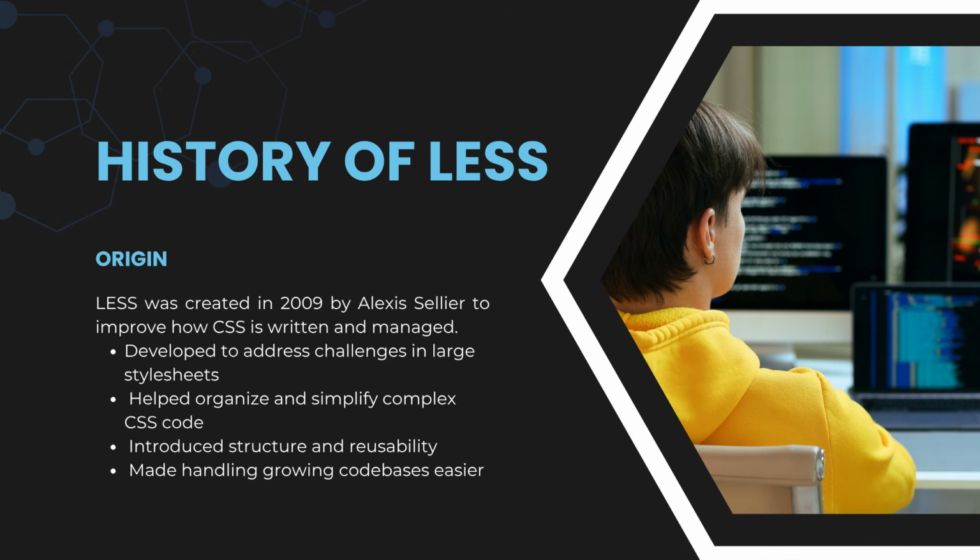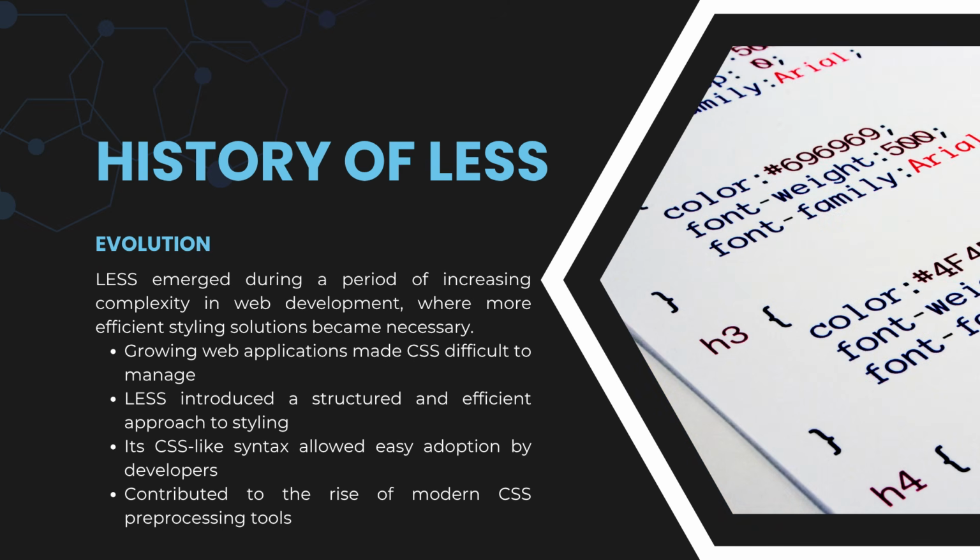Less was created in 2009 by Alexis Sellier, a developer who sought to improve the way CSS was written and managed. During that time, web development was becoming increasingly complex, and developers were facing challenges in maintaining large style sheets. The year 2009 marked an important period in front-end development, as developers began enhancing CSS with more powerful features. Less emerged as one of the earliest CSS preprocessors, offering a syntax very similar to traditional CSS. This made it easy to learn and adopt, contributing to its rapid rise in popularity.